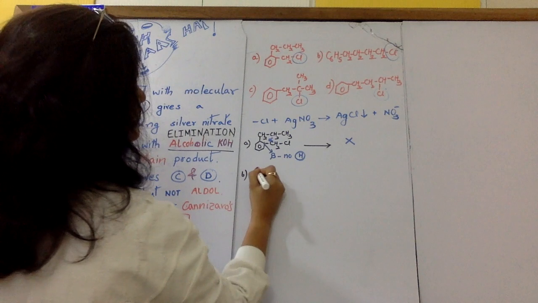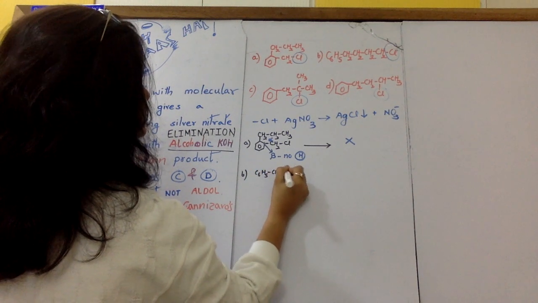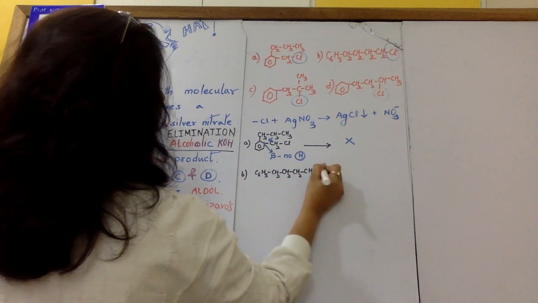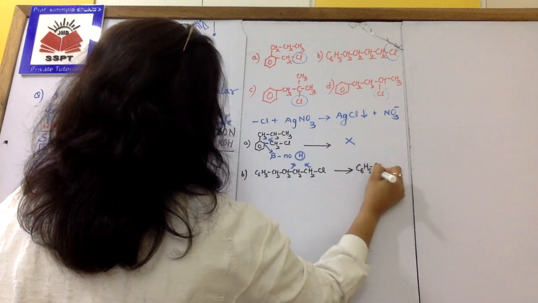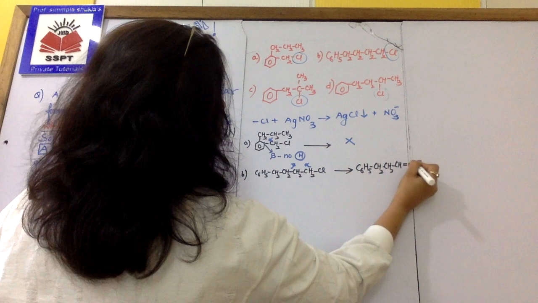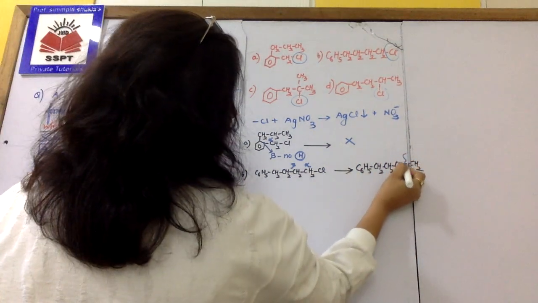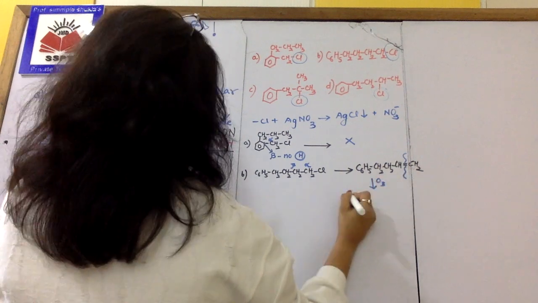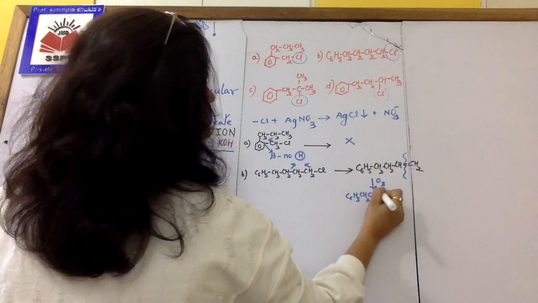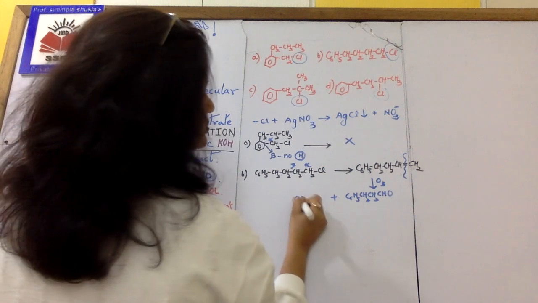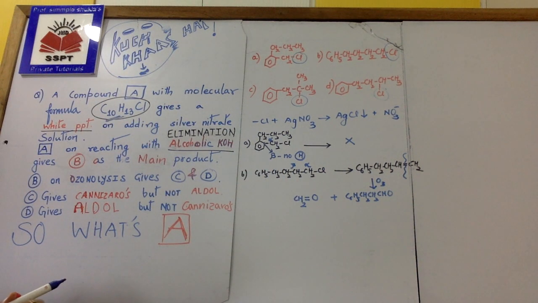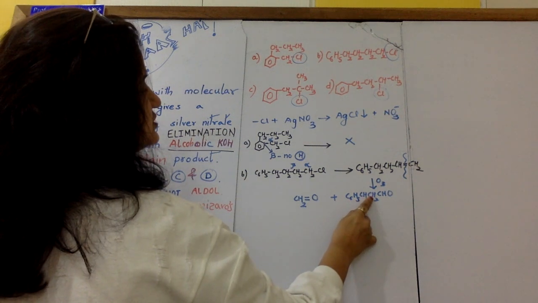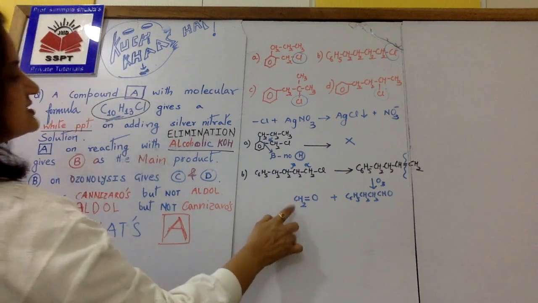Next, B, C6H5, CH2, CH2, CH2, CH2, Cl. On elimination, halogen goes from alpha and hydrogen goes from beta. So, we will get C6H5, CH2, CH2, CH, double bond, CH2. On ozonolysis, it will give C6H5, CH2, CH2, CHO and CH2O. Correct? This is formaldehyde.